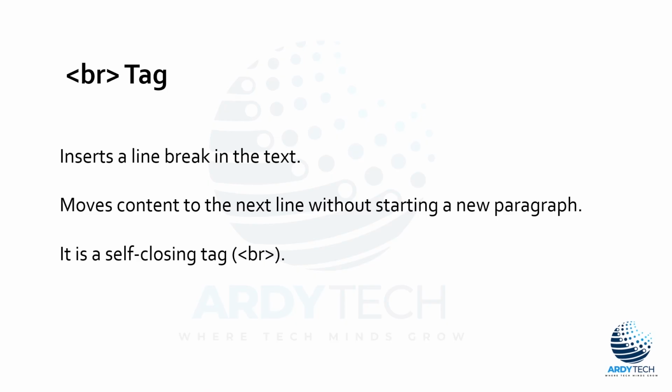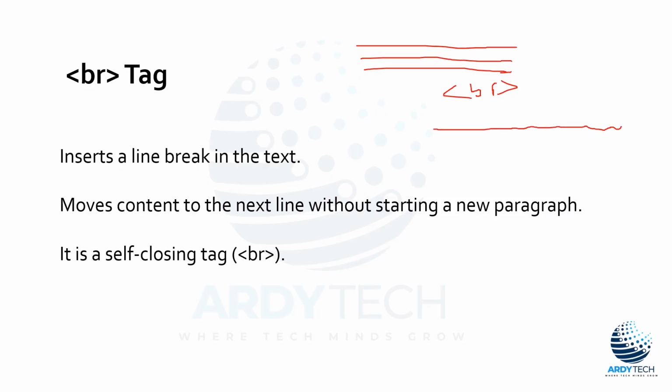So let's say you have one line of text here, another line of text here. The moment you add the BR tag after this step, what will happen? It moves the content to the next line without starting a new paragraph. For example, if we have a piece of text here, then you add a BR tag here. The moment you add the BR tag here, what will happen? All that you'll be writing on this other end will be moved to this next line. So it moves the content to the new line without starting a new paragraph. So that's the essence of the BR tag.